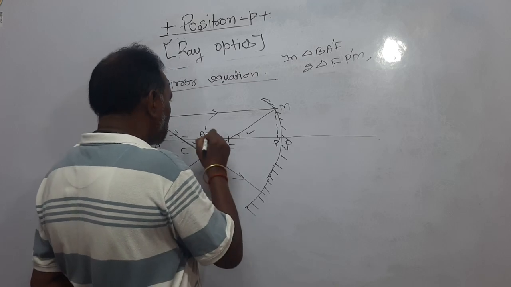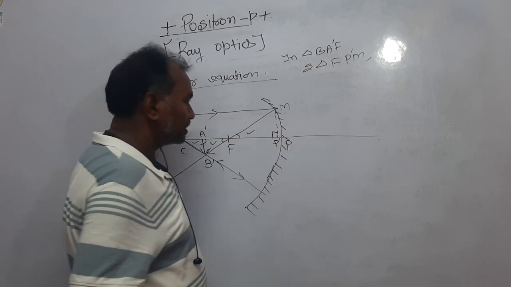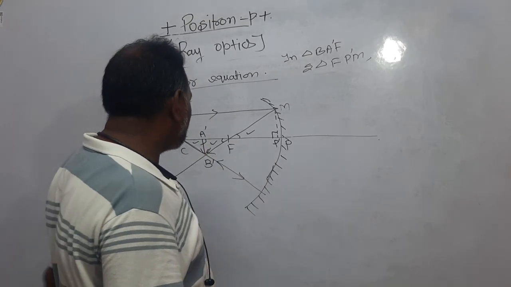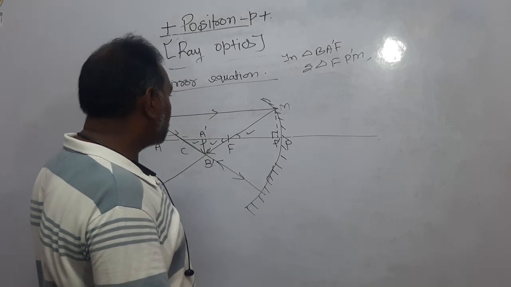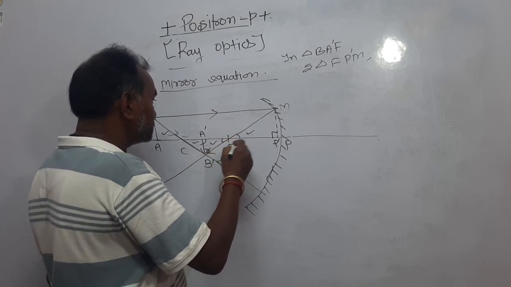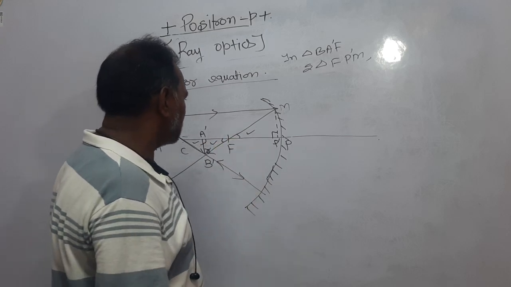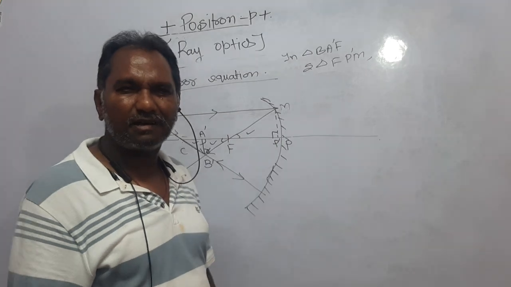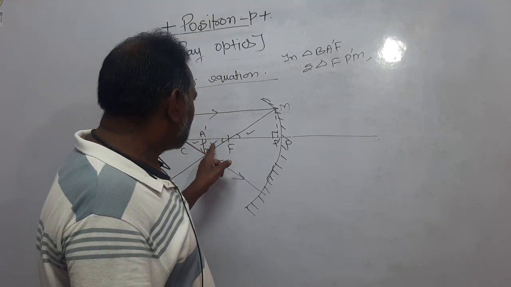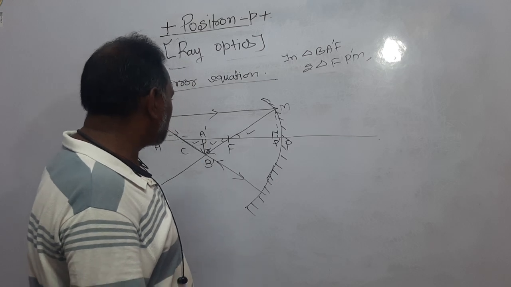This angle is the same, right? Both the angles are 90 degrees. Now, dear student, look here. This angle is, now the two angles are the same. So automatically the third angle will be the same. So, these are similar triangles.